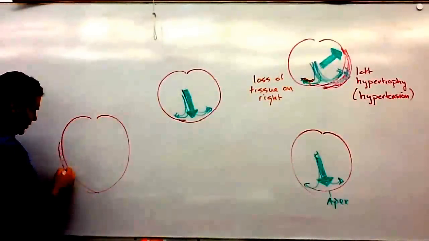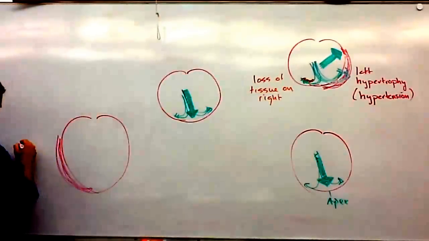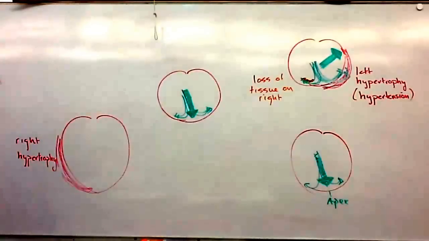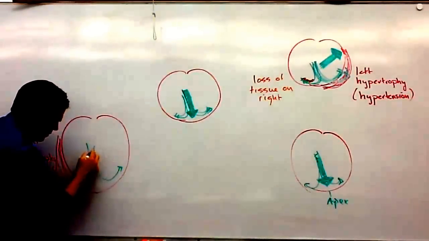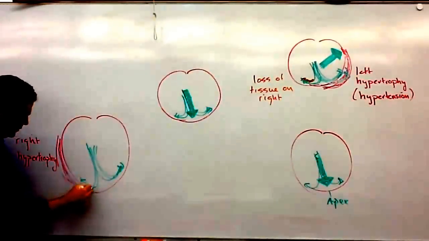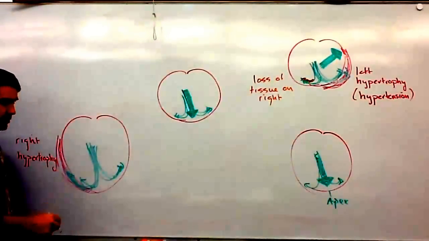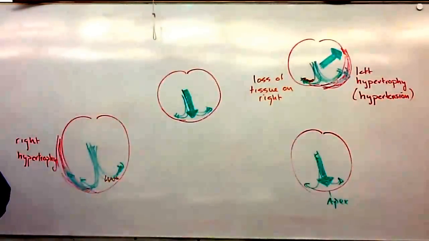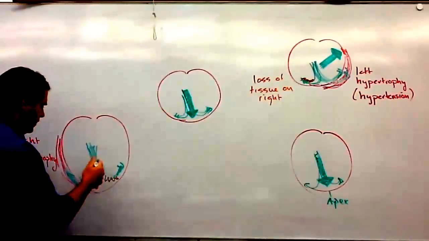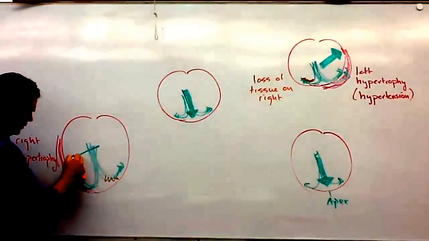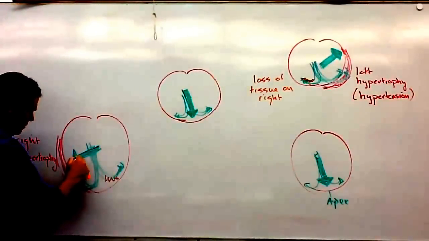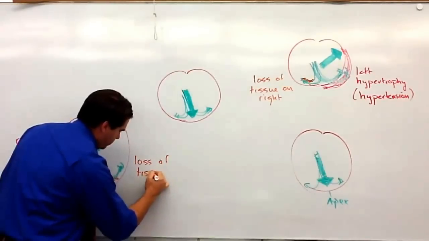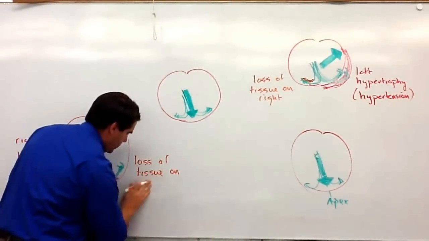So if you have a heart that has additional muscle on this side, so right-sided hypertrophy, would mean more voltage goes in this direction now. Or you could have loss of some of the tissue on the left, which would shift the balance and cause this voltage vector to go in this direction. So loss of tissue on left.